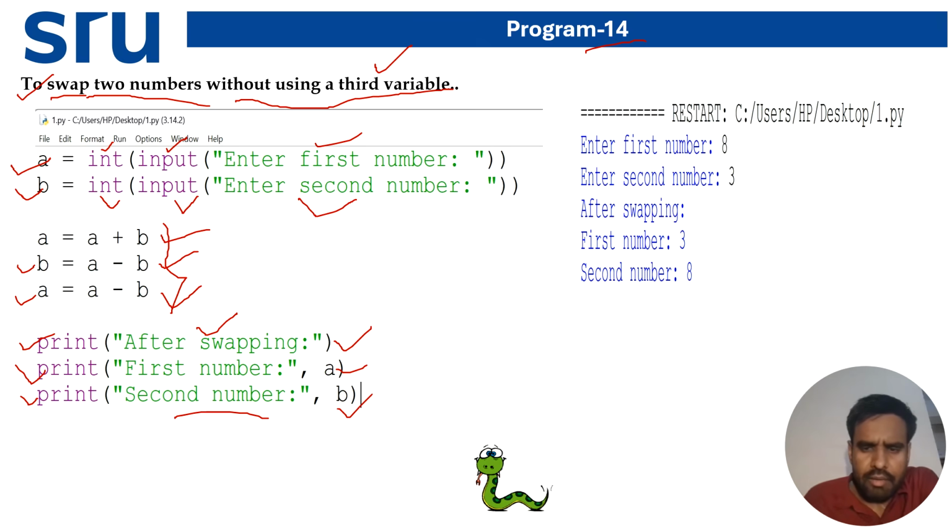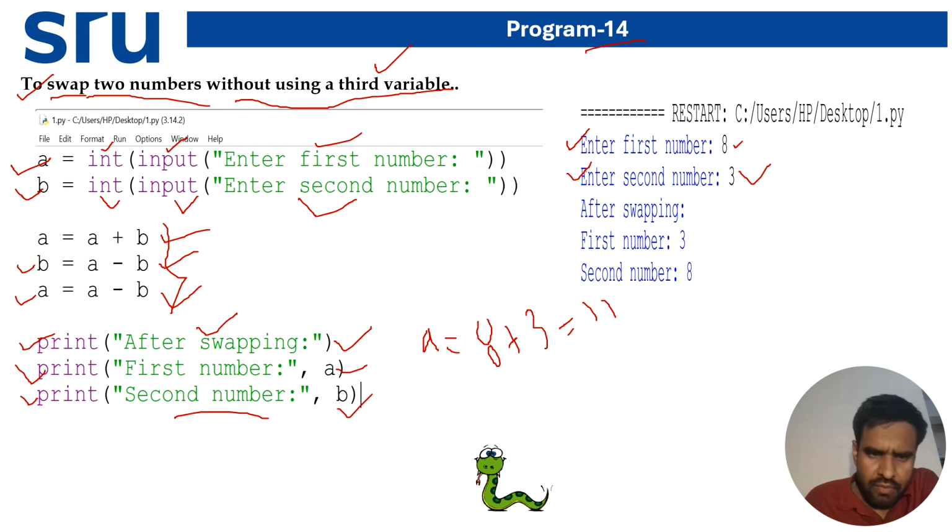Suppose when we run the program, it asks: enter the first number, enter the second number. I gave 8 and then 3. So how does the operation work? In a, I have taken a equal to a plus b. So a plus b means 8 plus 3, which comes to 11. In the first operation, it comes to 11.